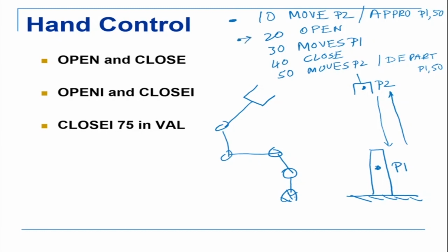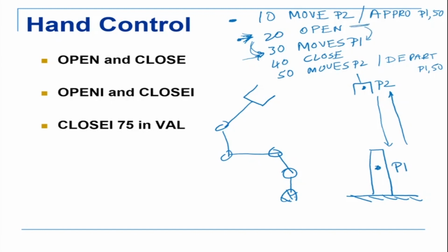So in this line, it says open. So the gripper is going to open, and the moment this line is executed, it will come to the next line and it will say moves P1. So in line number 20, the compiler will basically tell the gripper controller to open. Okay, and the gripper controller will take some time to open because it's going to physically open the gripper. But as far as the compiler is concerned, this line has already been executed. So it will immediately go to the next line, and the next line says moves P1. So when the gripper is opening, the robot is already moving.